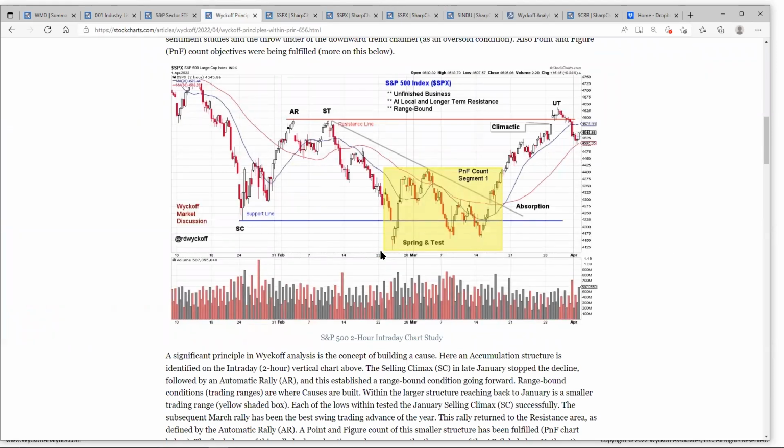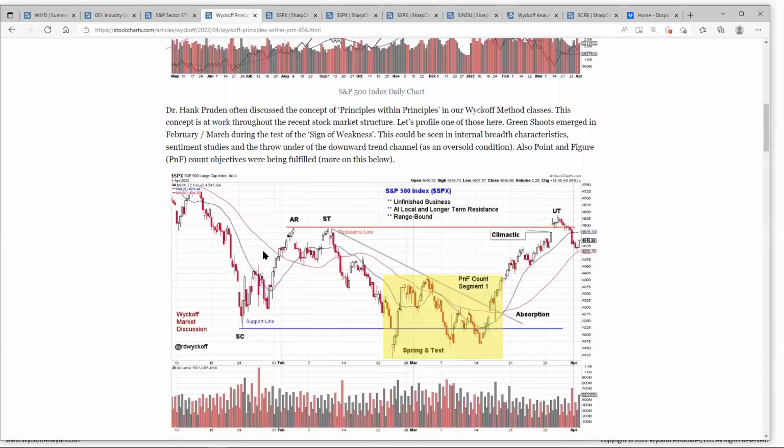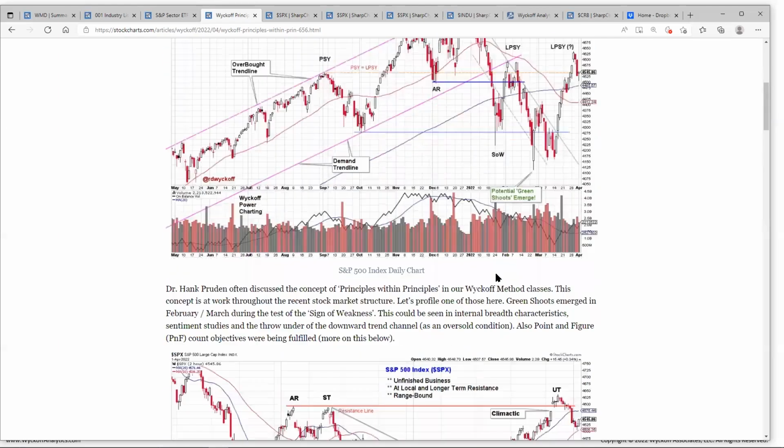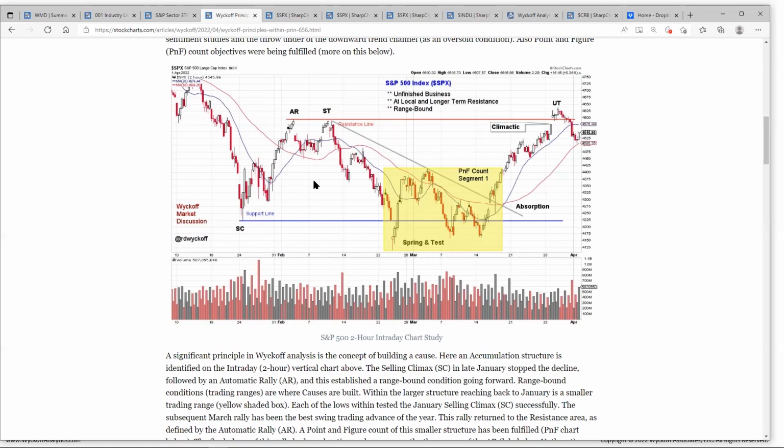Now, this is an accumulation structure in the yellow shaded box that occurs inside of a 2-hour chart. So we're zooming in and you can see the selling climax, which is the idea of a principle within a principle, because this was a sign of weakness decline. Let me go back up and show you this. This sign of weakness right here is that selling climax on the 2-hour chart.